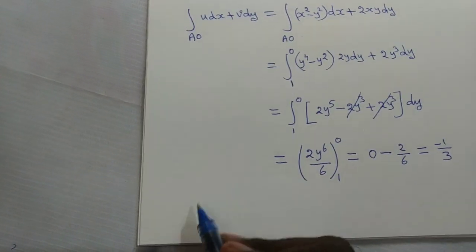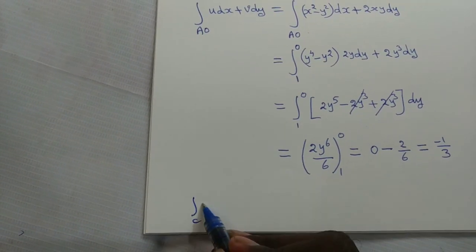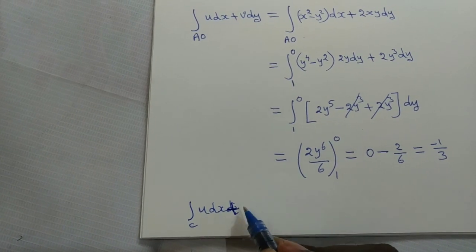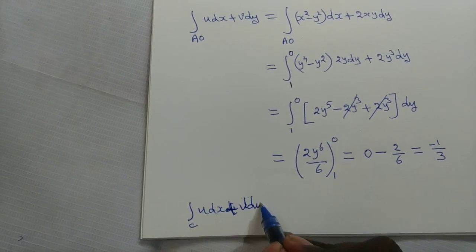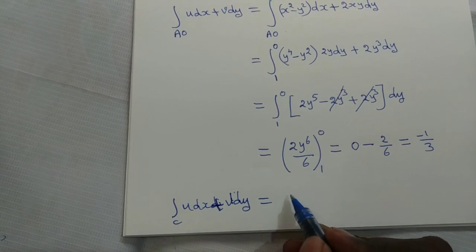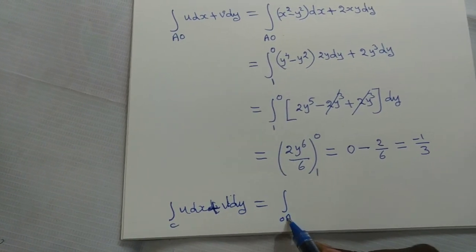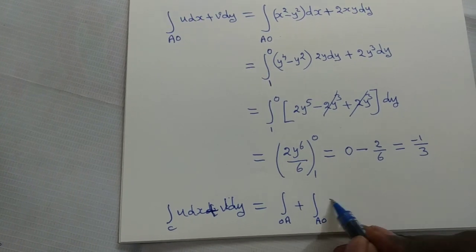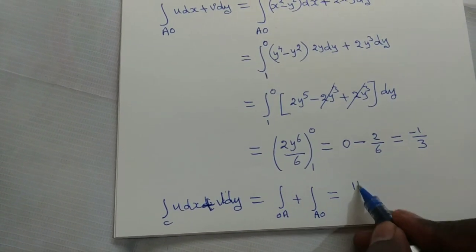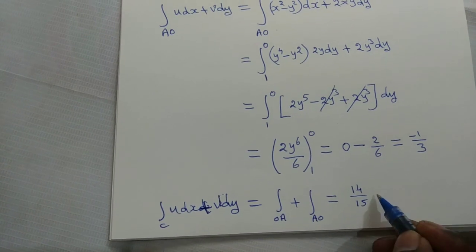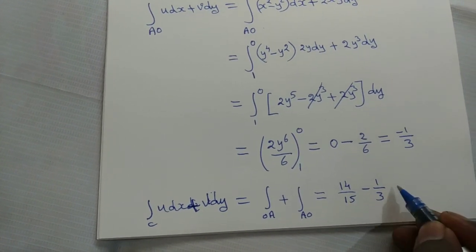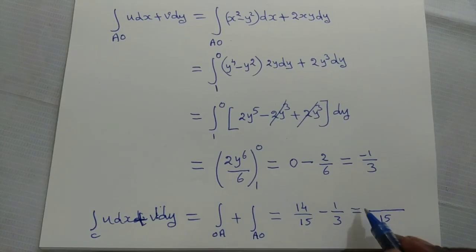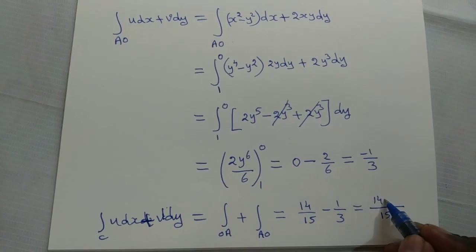But I want the integral over C of u dx plus v dy, which is equal to the integral over OA plus the integral over AO. Along OA we already found 14 by 15, and this is minus 1 by 3. So take LCM 15. So this is 14 minus 5.